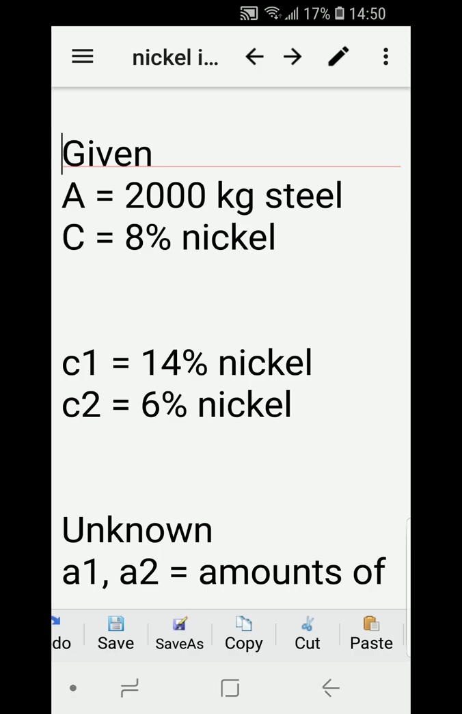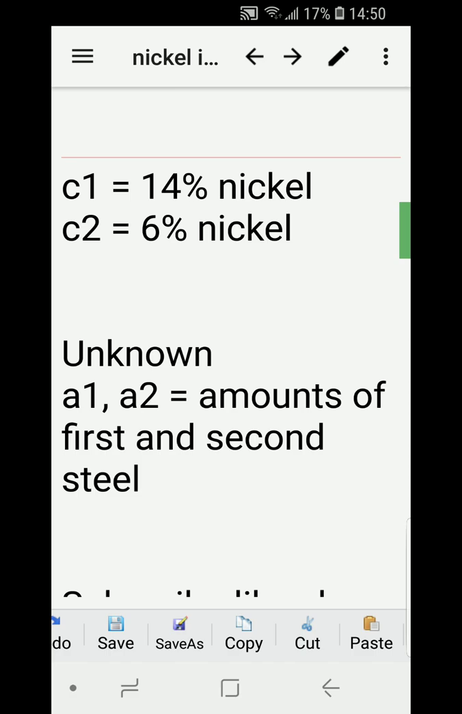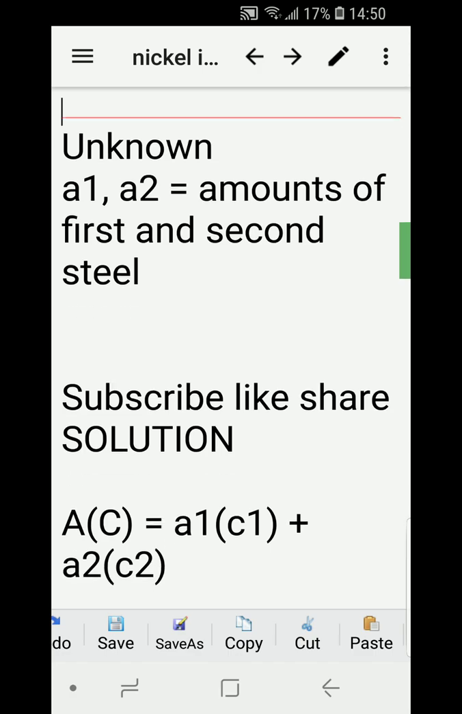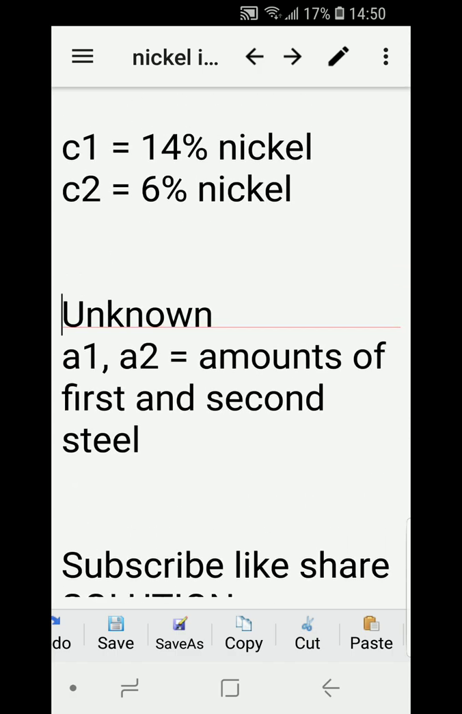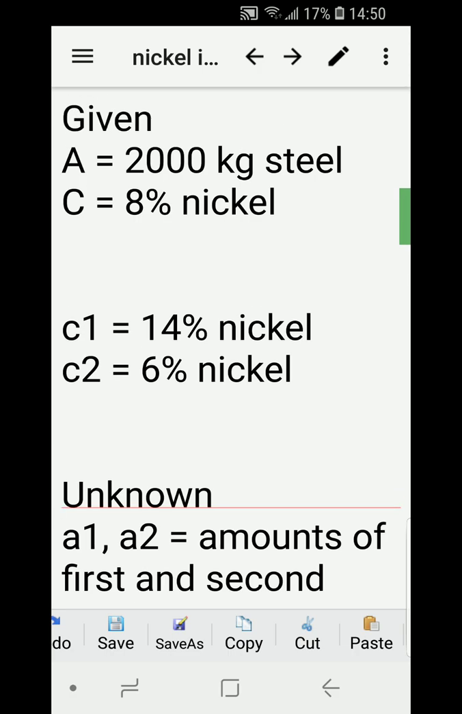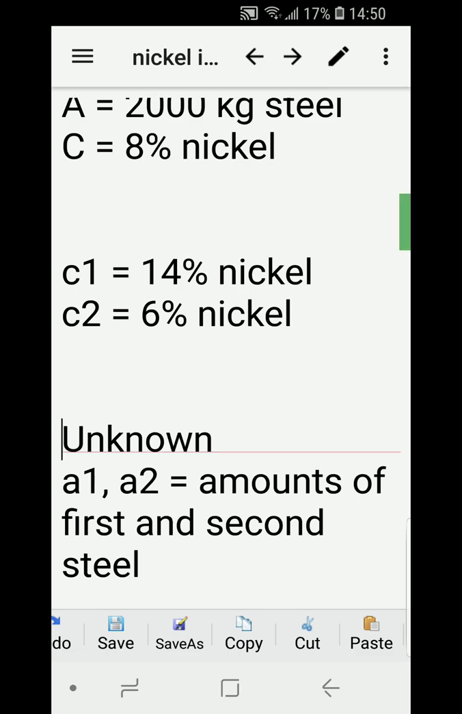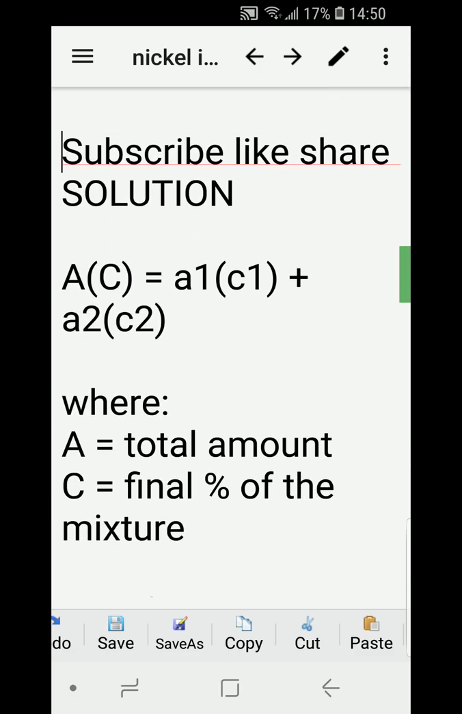We have A, 2,000 kilogram steel, it's an 8% nickel. And got C1, 14% nickel, and C2, 6% nickel. And unknown are A1 and A2, the amounts of first and second steel. Now we're gonna define our letters here at the solution.